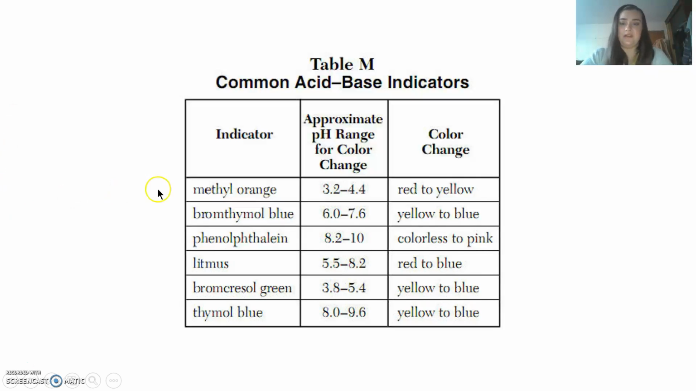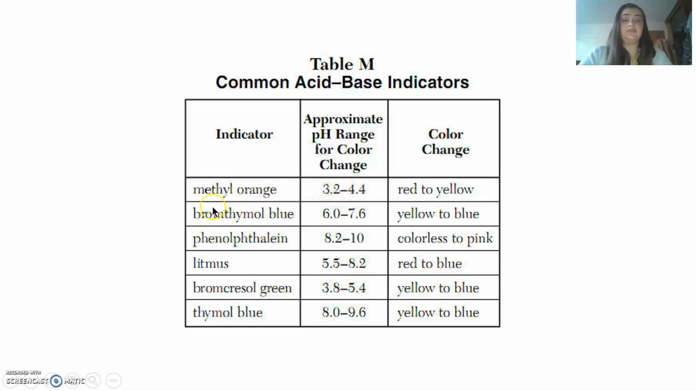So, here we have an indicator called methyl orange. Methyl orange has a pH range of 3.2 to 4.4. That means it's going to color change from red to yellow throughout this pH range. So, methyl orange is going to be red at 3.2 and under, and yellow from 4.4 and above. And in between, it's going to color change gradually until it shifts.